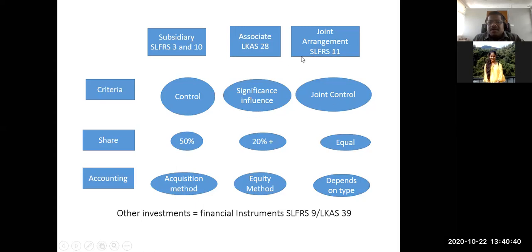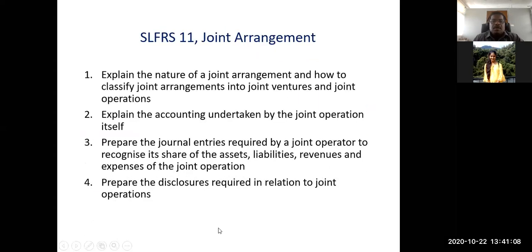Right. So here you will see one important term, joint arrangement. Before that, when we define the subsidiary, you define control. Under associate, you define significant influence. Even here, there is a new concept called joint control, and I discussed this joint control a little bit in our previous lecture. Today, our session is focused on this part, the joint arrangement.